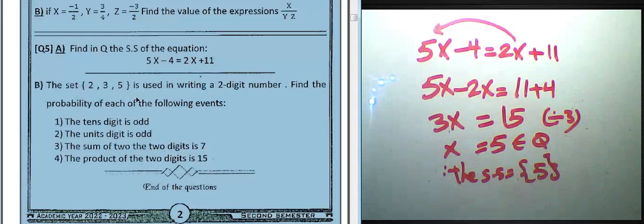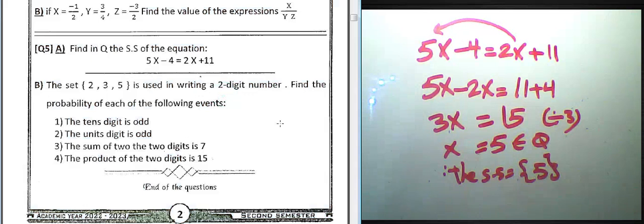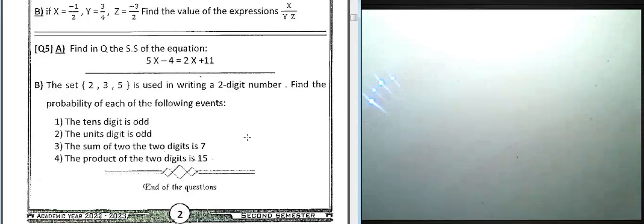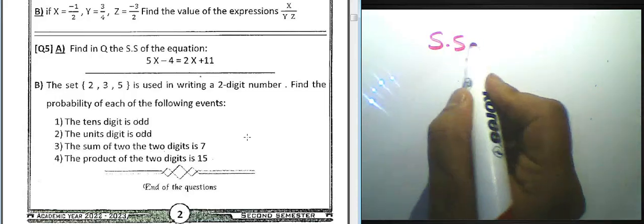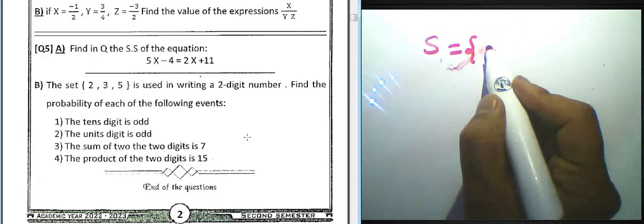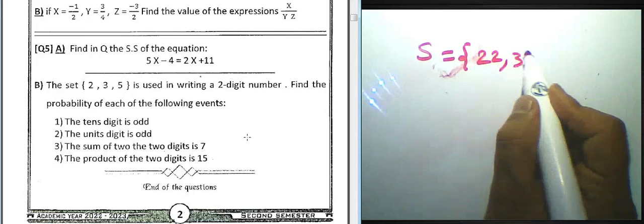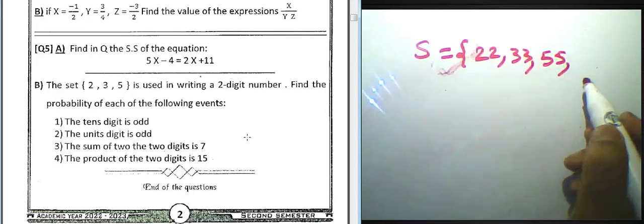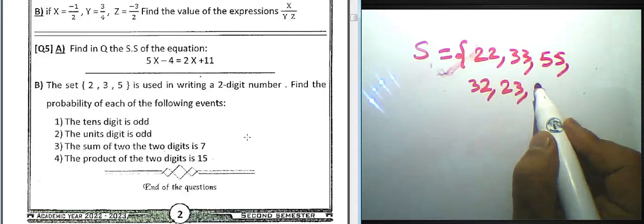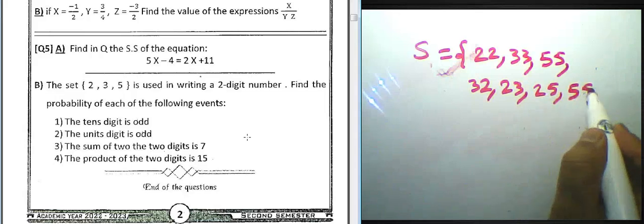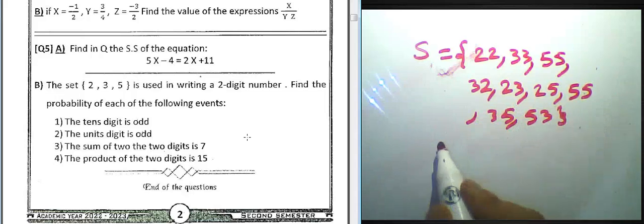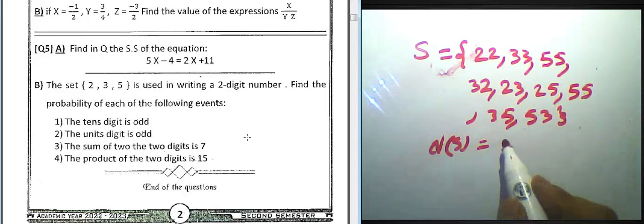A set 2, 3, 5 is used in writing a 2-digit number, find the probability of each event. Okay, question letter B, we can find the sample space. The sample space will be equal what? We can write 22, 33, 55, 32, 23, 25, 52, 35, and 53.